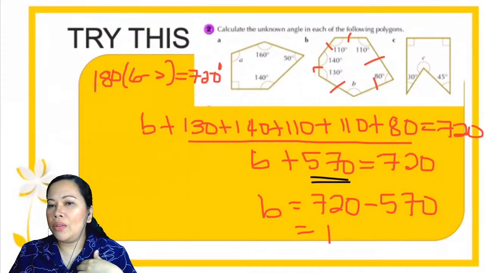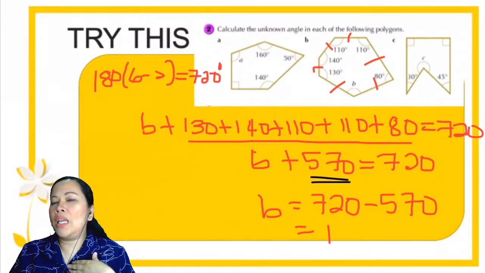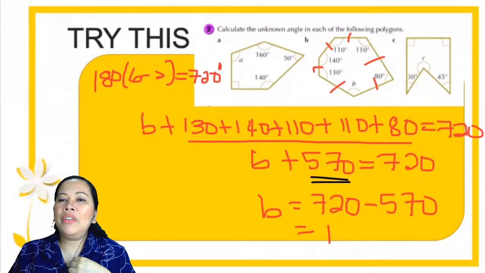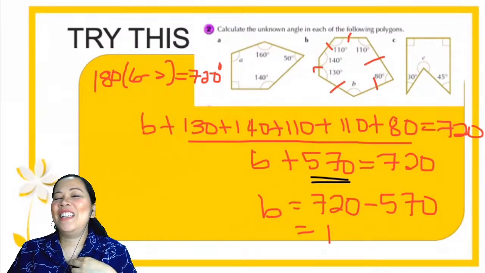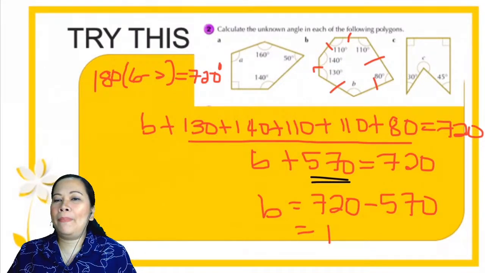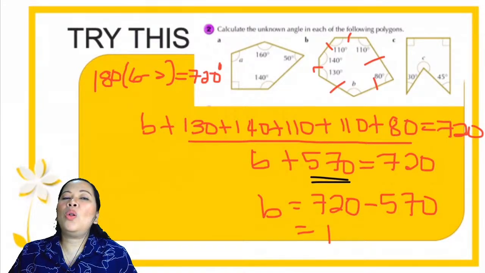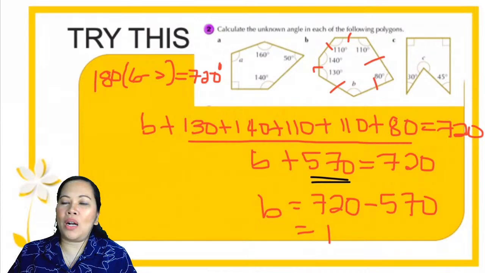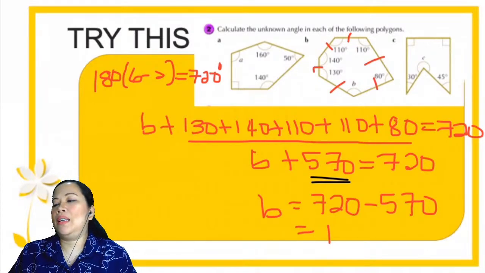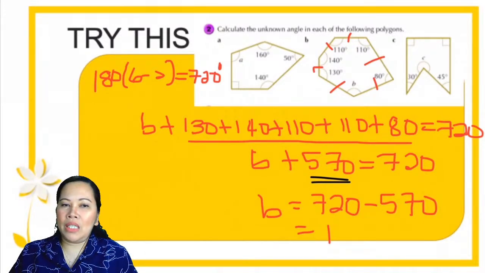Is it 700? No, not 720. 720 is the sum of all your angles. So you have to subtract. So 720 minus 570, which is 150 degrees.